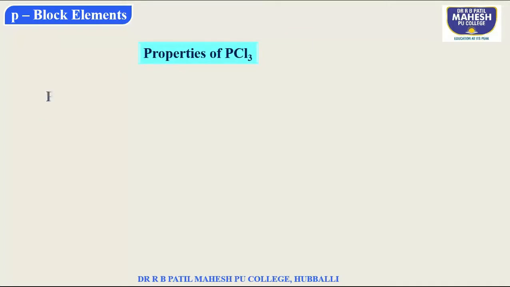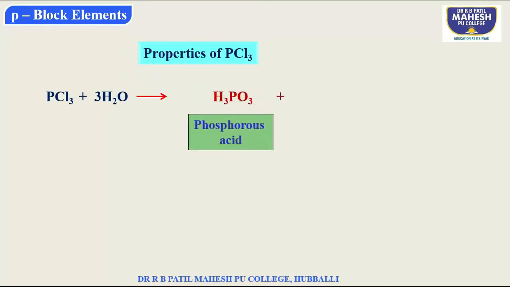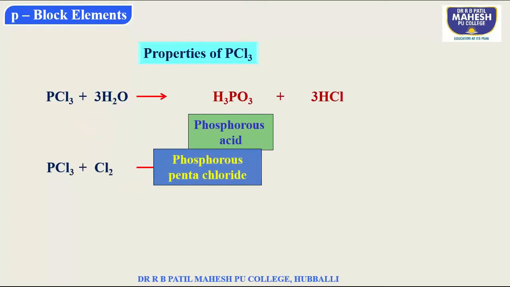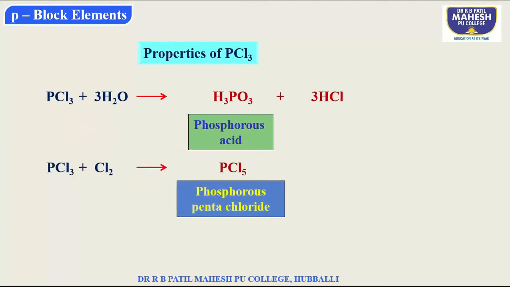Properties of PCl3. PCl3 on hydrolysis forms phosphorus acid along with hydrochloric acid. PCl3 on chlorination forms phosphorus pentachloride as a product.